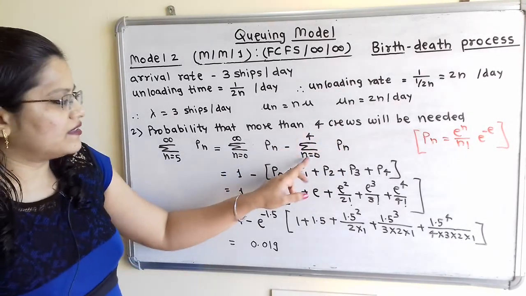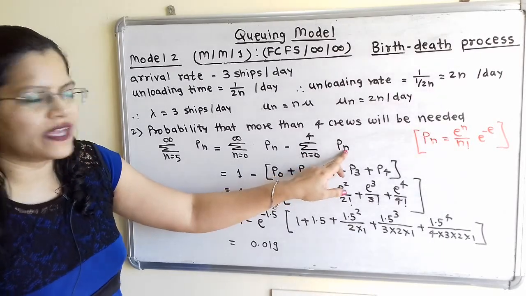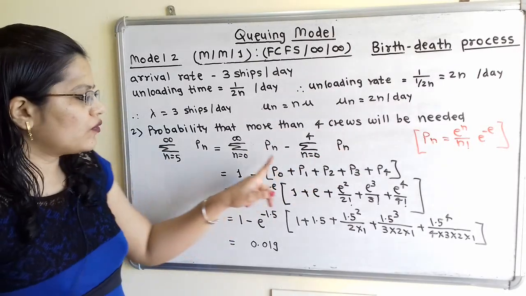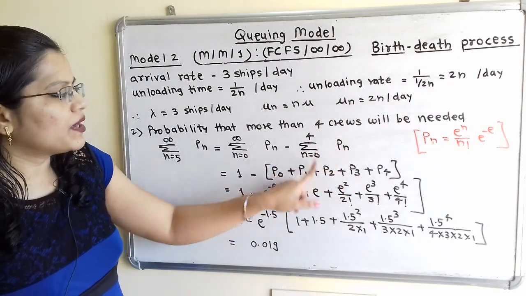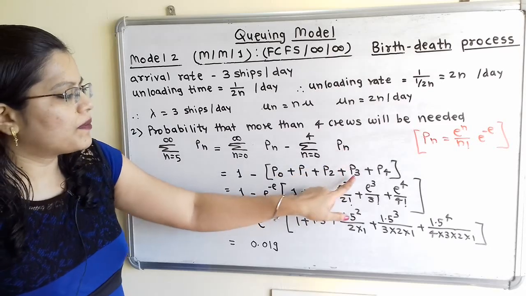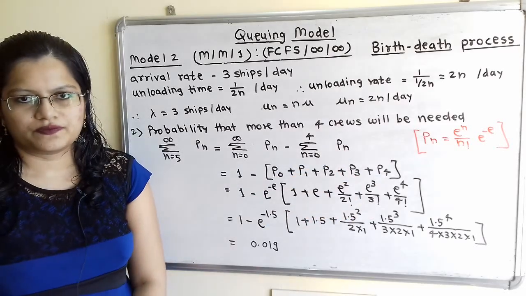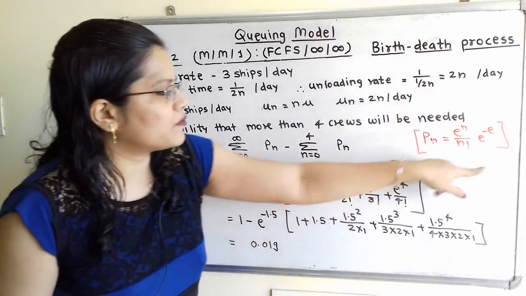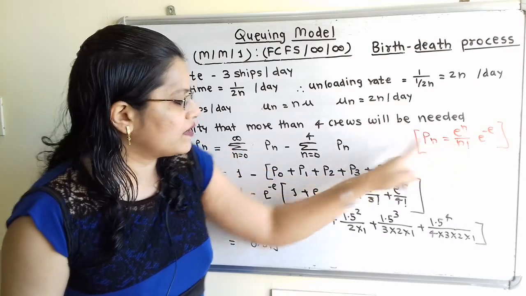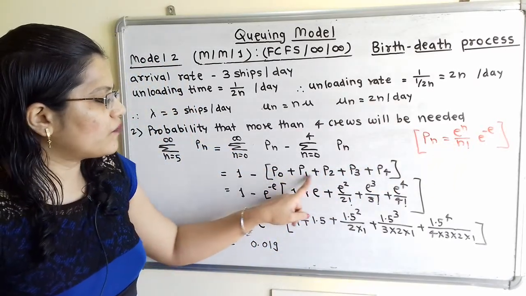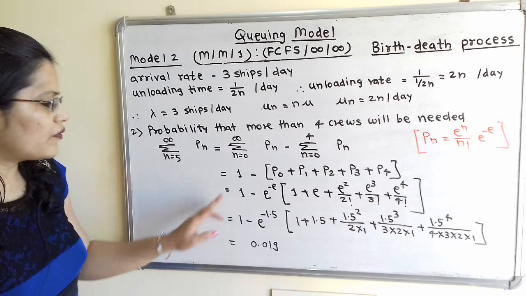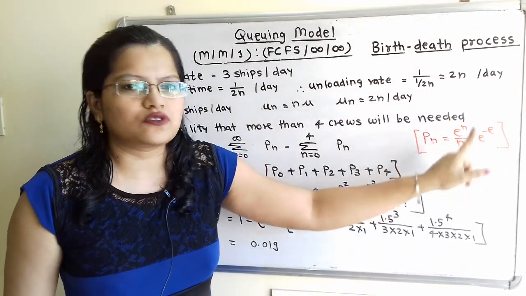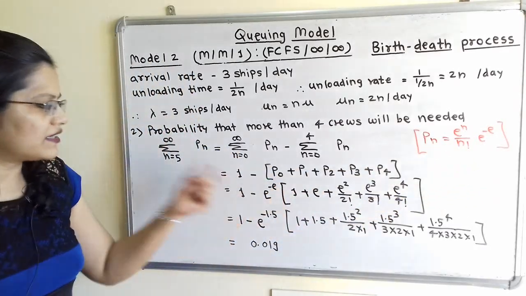How can we write this? We have to take the values of n from 0 to 4. Summation means we have to add, so in brackets we write P0 plus P1 plus P2 plus P3 plus P4. For this calculation we will use this formula, and instead of n we use 0, 1, 2, 3 and 4. So we write 1 minus. Now e raised to minus rho is a constant, because it is not a variable, so we will take it outside the bracket.